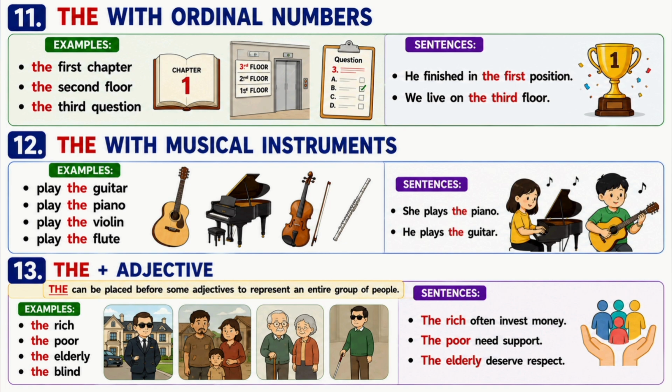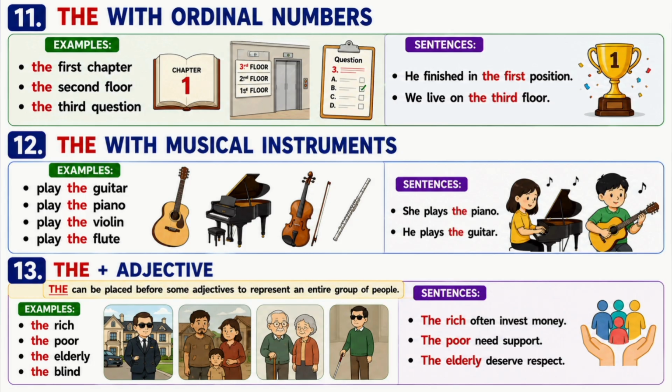Now let's learn the with musical instruments. We usually use the before the names of musical instruments. Examples: play the guitar, play the piano, play the violin, play the flute. Sentences: She plays the piano. He plays the guitar.